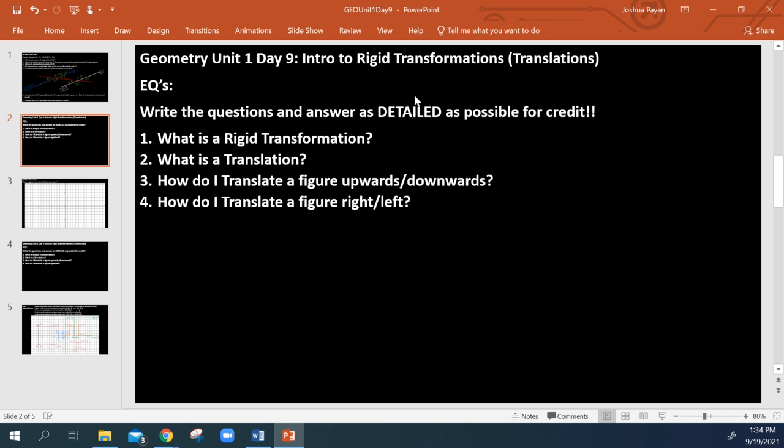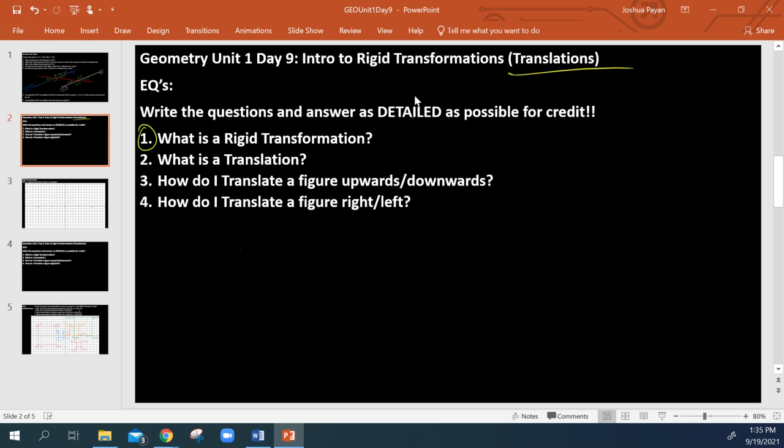Alrighty, children. So this is going to be our day 9 video of Unit 1. And in it, we're going to talk about our first rigid transformation. And this is easily the simplest rigid transformation, namely translations. Okay, so here's our EQs.